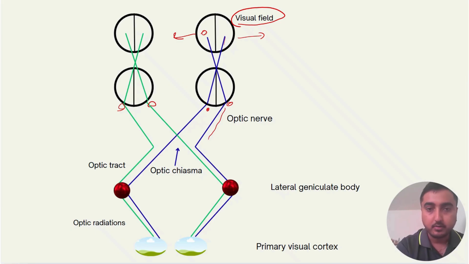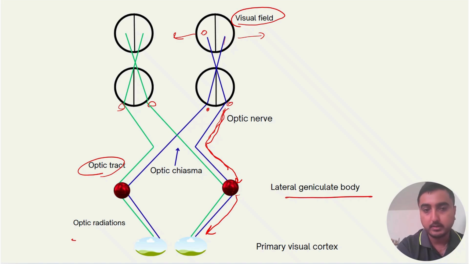The light from the lateral retina would travel towards the same side into the geniculate body, and then from there it goes via the optic radiations to the visual cortex. This part is the optic nerve. After the optic chiasma, the tract is called the optic tract, and then after the lateral geniculate body, it's called optic radiations.